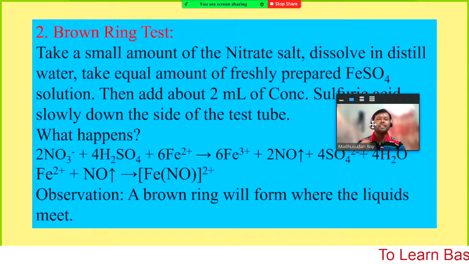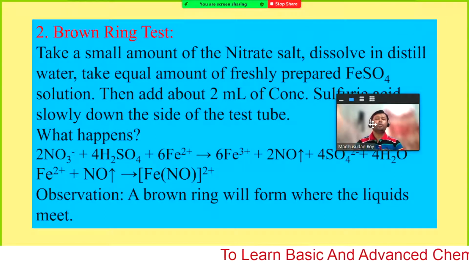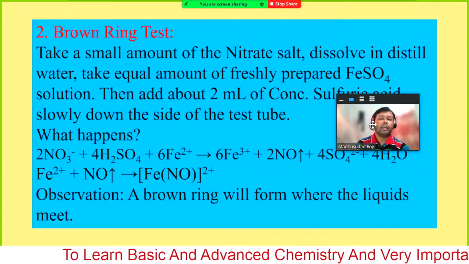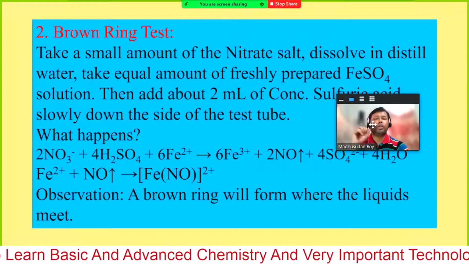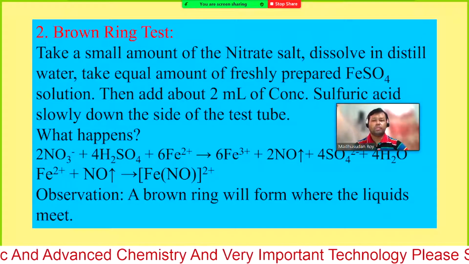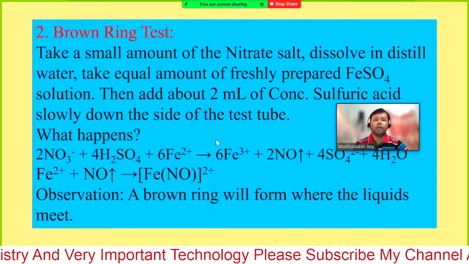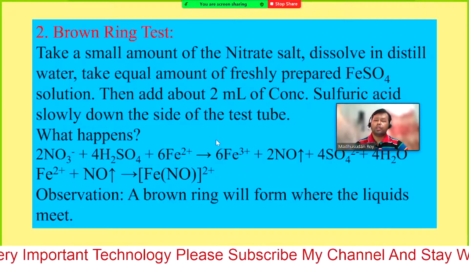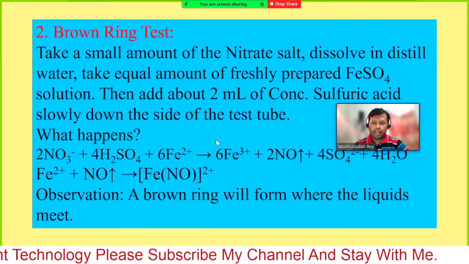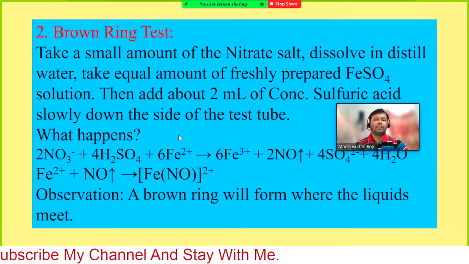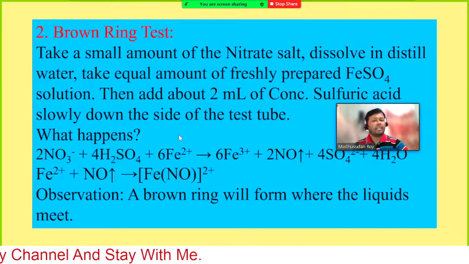Already I have shown in the first slide that we will observe some ring, but how we will observe the ring, what the precautions are to form the ring, and also you need to follow some technique so that you can form the ring. Otherwise, many times if you test the nitrate, most of the time you will not observe the ring. That is due to either the chemicals.